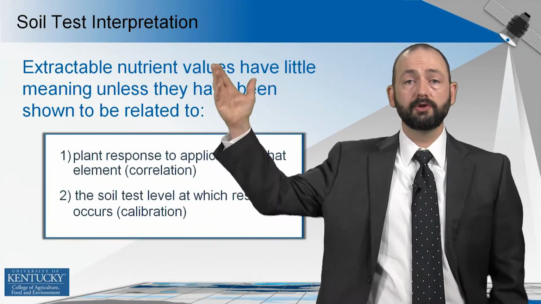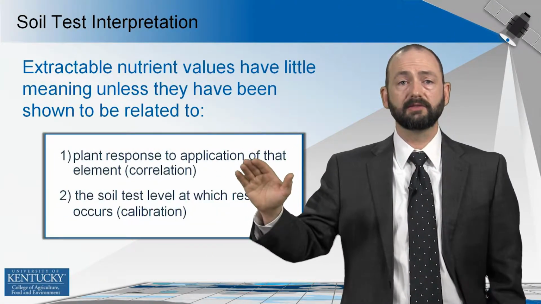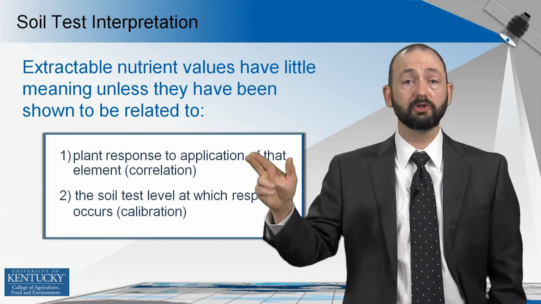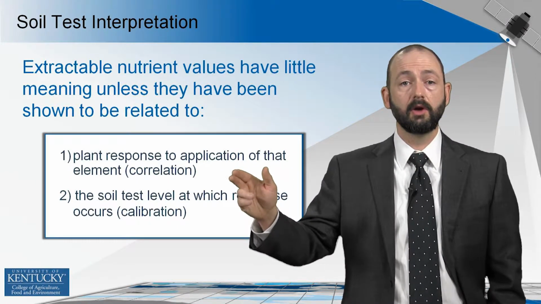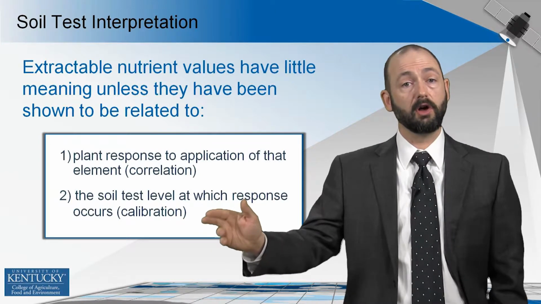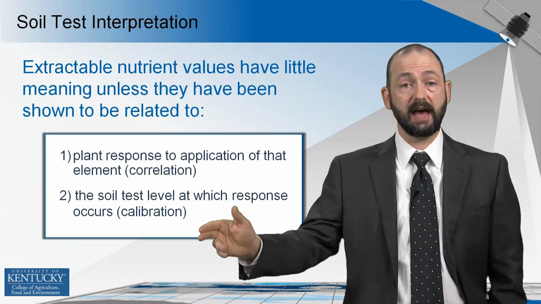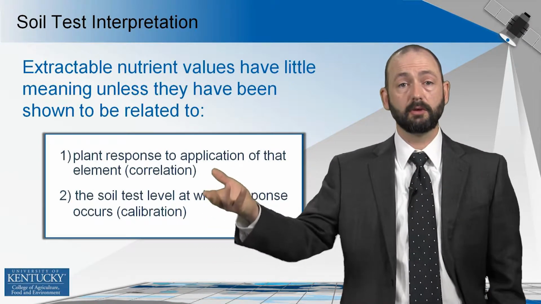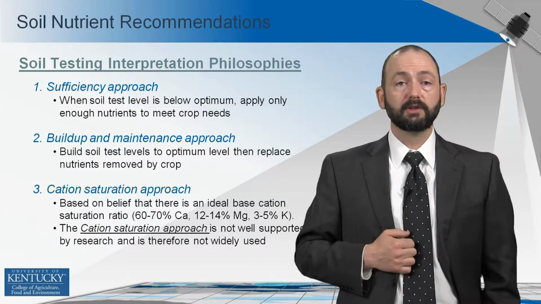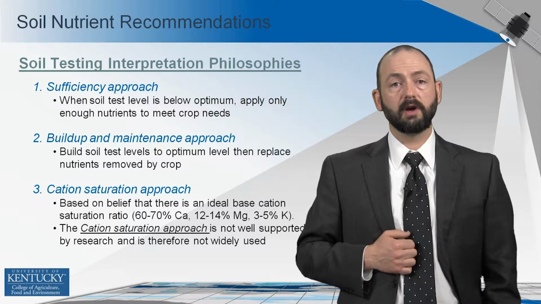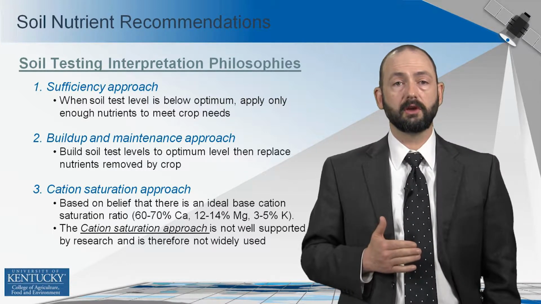So extractable nutrient values have very little meaning unless they have been shown to be related to that plant response to application of the nutrient or element, and that's correlation, and the soil test level at which that response occurs, which is calibration. And this is that interpretation part that we struggle with in site-specific management. So it's useful to understand soil nutrient recommendations and the interpretation philosophies that go behind them.